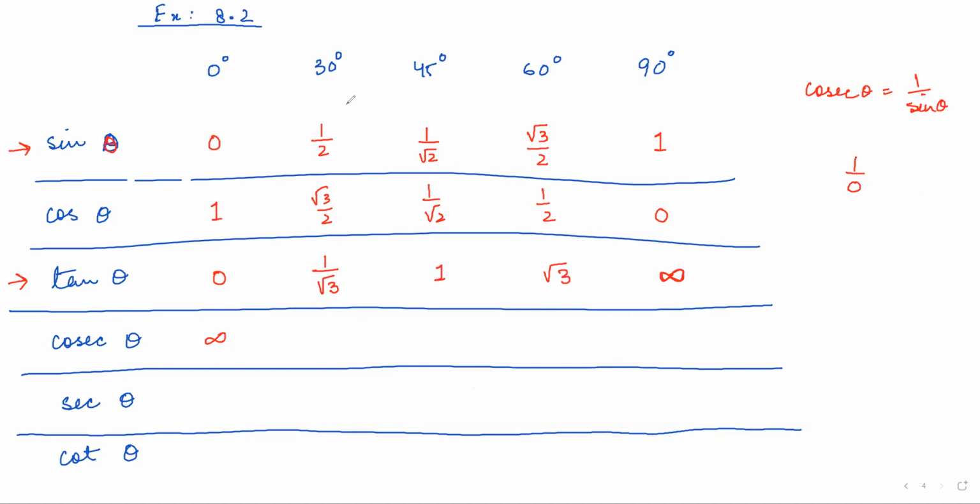Okay. So 1 by 2, the reciprocal will become 2, correct? 1 by under root 2, so this will become under root 2. This will become 2 by under root 3. And 1 by 1 will remain 1, right?